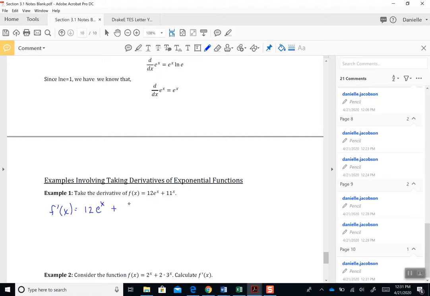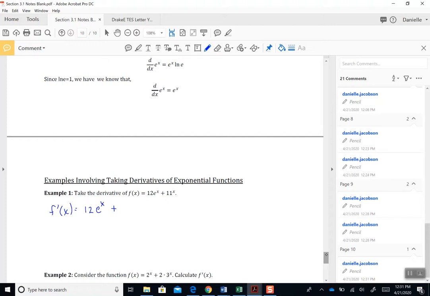Okay, write my plus sign. Now I have the derivative of 11 to the x. Some students will say, okay, so 11 is my constant multiple. No, no, no. 11 is not a constant multiple. It's connected to this x that it's raised to, so recognize this is an exponential function.